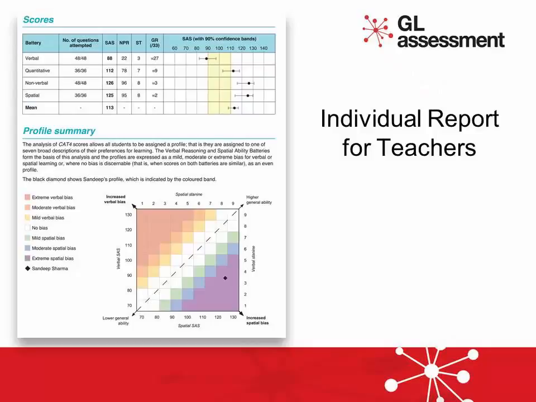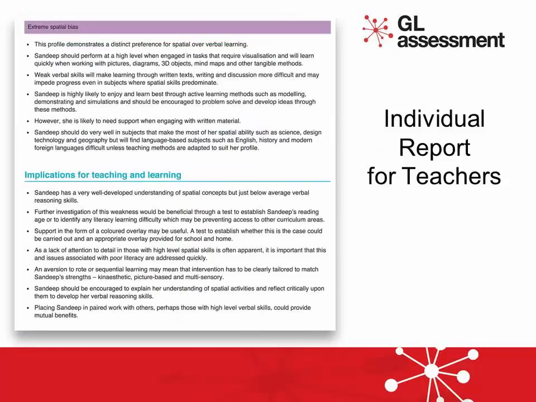At the top of the first report, in the individual report section, the area headed scores gives data for all 4 batteries, where the group report for teachers has concentrated on the verbal spatial bias. Quantitative scores may be of particular interest in relation to possible mathematical performance comparisons. The scattergraph gives the bias information for the individual student.